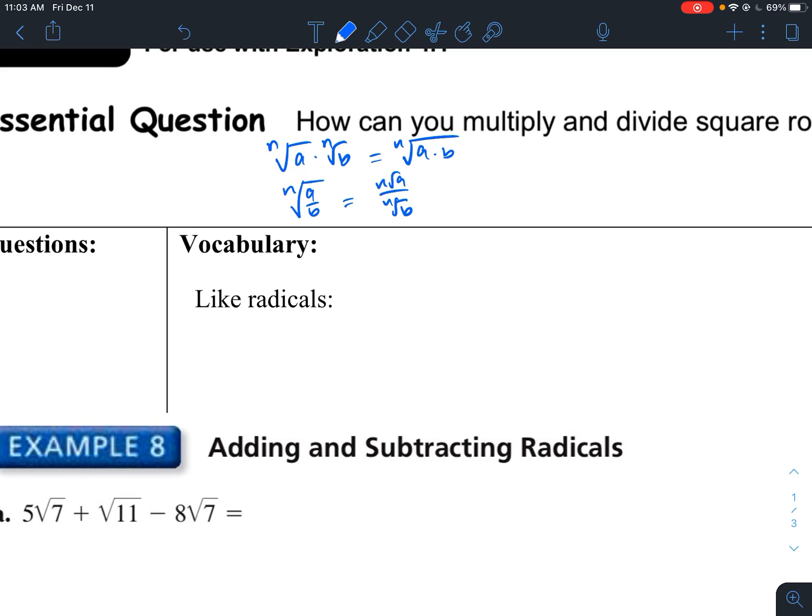But you can't do the same with addition or subtraction. The nth root of a minus the nth root of b, you can't combine this to be the nth root of a minus b. It doesn't work that way. You can't do the same thing with addition. And you can't separate the nth root of a plus or minus b to be the nth root of a plus or minus the nth root of b. So addition and subtraction doesn't work the same way.